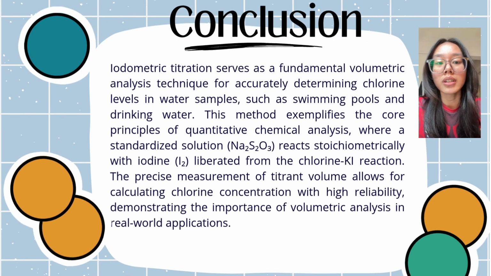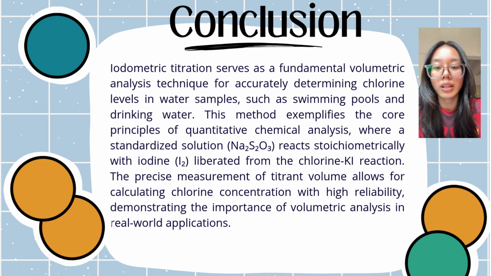So for the conclusion, iodometric titration serves as a fundamental volumetric analysis technique for accurately determining chlorine levels in water samples, such as swimming pools and drinking water. This method exemplifies the core principles of quantitative chemical analysis, where a standardized solution reacts stoichiometrically with iodine liberated from the chlorine-KI reaction. The precise measurement of titrant volume allows for calculating chlorine concentration with high reliability, demonstrating the importance of volumetric analysis in real-world application.